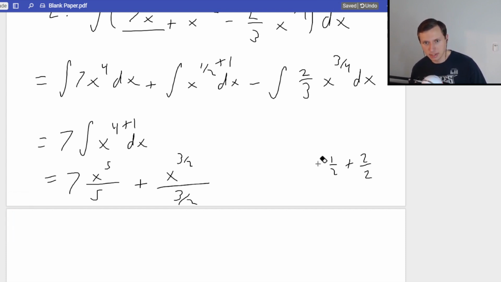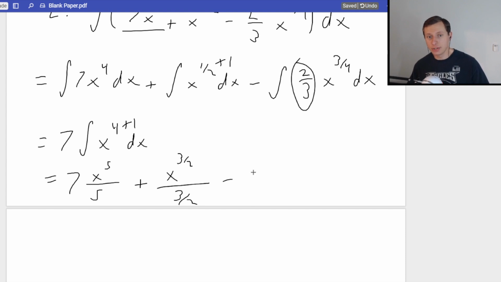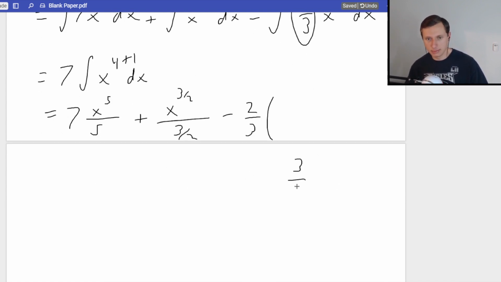I'm going to clear some space here. And now we need to focus on the last one. Minus 2/3 x to the 3/4. Again, this 2/3 is a coefficient. I can write that out in front like this, times x to the 3/4. Need to add 1 to that. What is 3/4 plus 1?